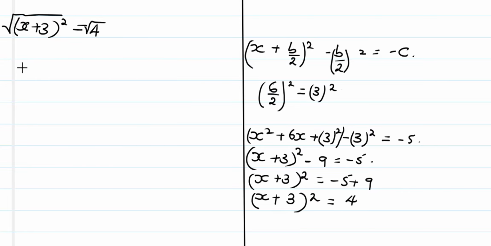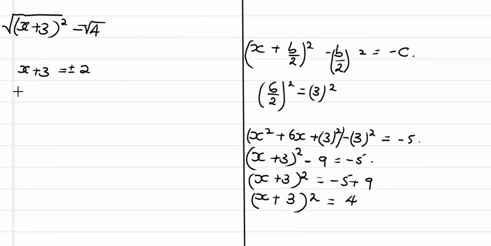Square root of it, automatically it will remove the square. So it will be x plus 3 is equals to square root of 4, which is 2. But in mathematics, any square root of any number is given as plus or minus that value, which in our case is 2.